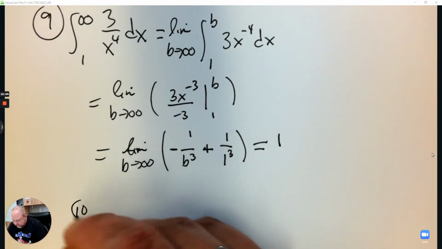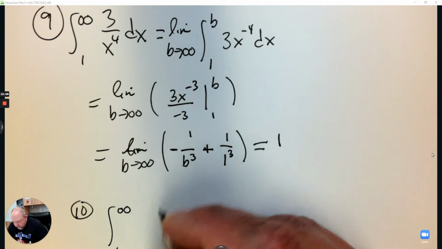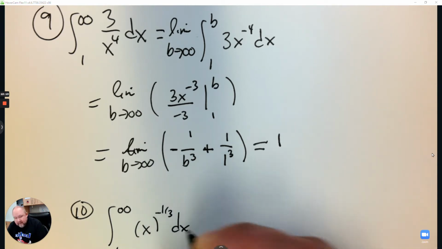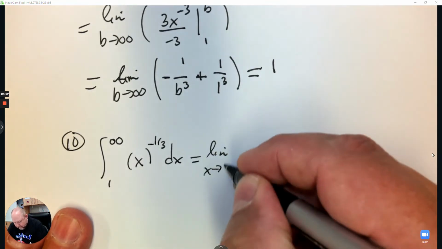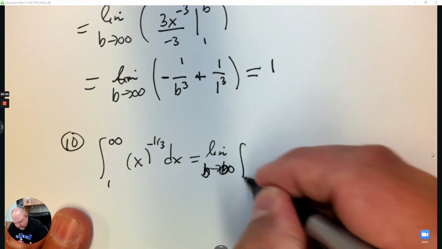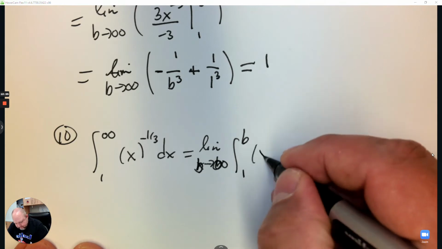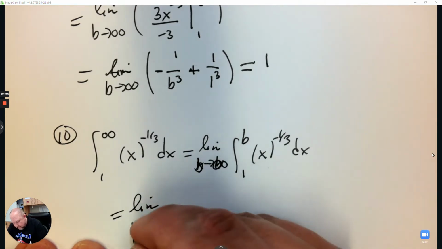Number 10. I'm going to write it calculus friendly right away. I see that it's improper, so I'm going to write it as a limit as b approaches infinity, and then take that out and write it as b. And then I'm going to integrate, which means I'm going to add 1 to the exponent.